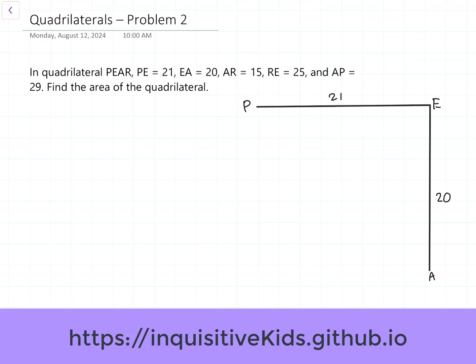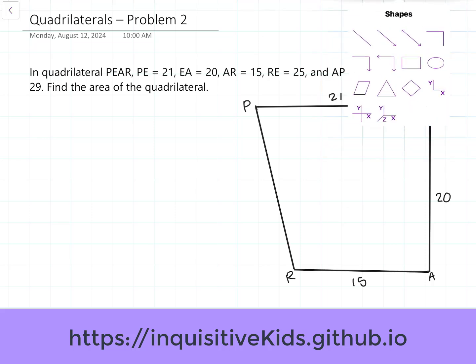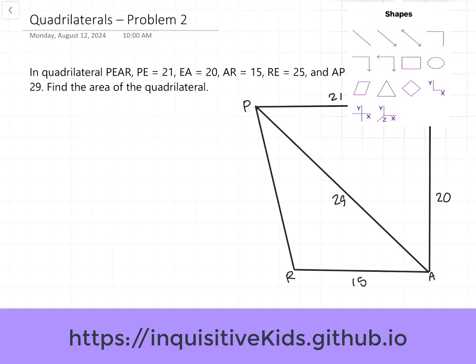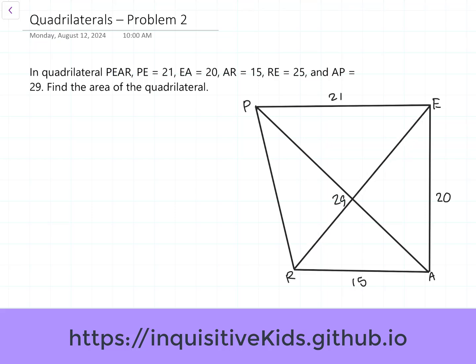And AR is 15. So we have to make it a little bit shorter. So AR maybe here. And look, it doesn't have to be super accurate, right? Because as long as we know it's two right triangles and it's a trapezoid, it's all good. And we don't know the length of RP, but we can still connect it. Now it says that AP is 29. So that's the diagonal between these two points. AP is 29, and we know that RE is 25.